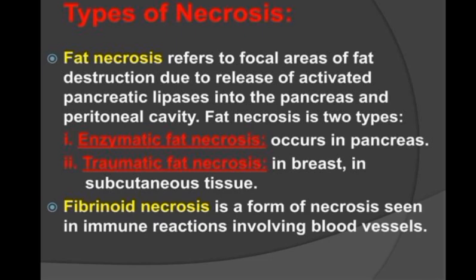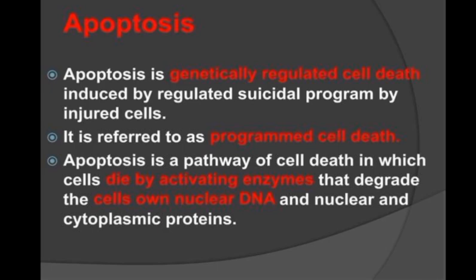Next type of necrosis: fat necrosis. It refers to focal areas of fat destruction due to the release of activated pancreatic lipases into the pancreas and peritoneal cavity. Fat necrosis is of two types: enzymatic fat necrosis, which occurs in the pancreas, and traumatic fat necrosis, which occurs in the breast. The next type is fibrinoid necrosis, a form of necrosis seen in immune reactions involving blood vessels. These are about necrosis. Necrosis means uncontrolled cell death.